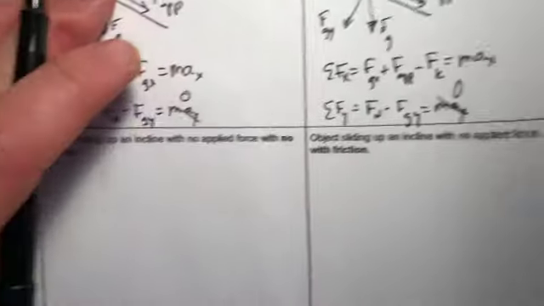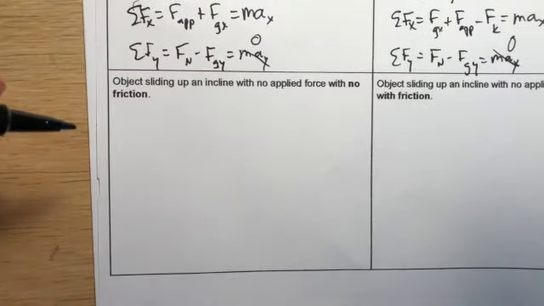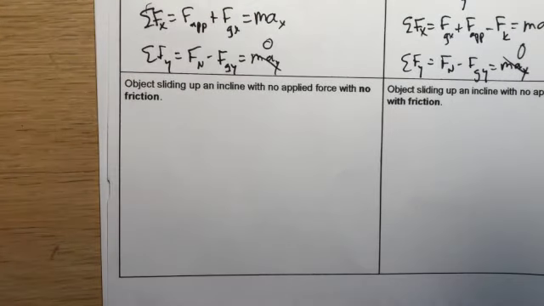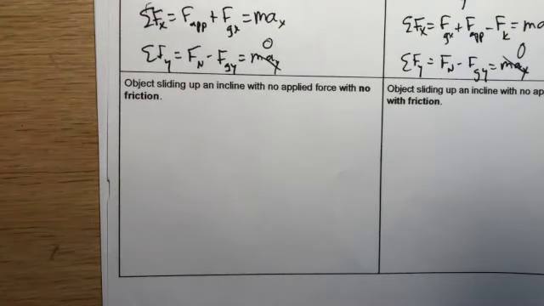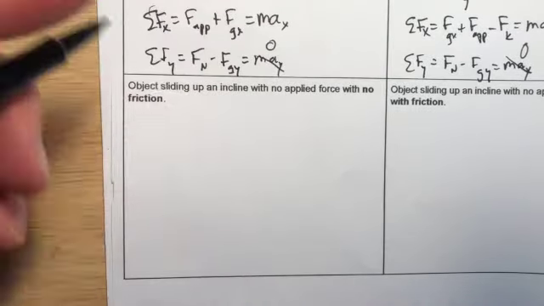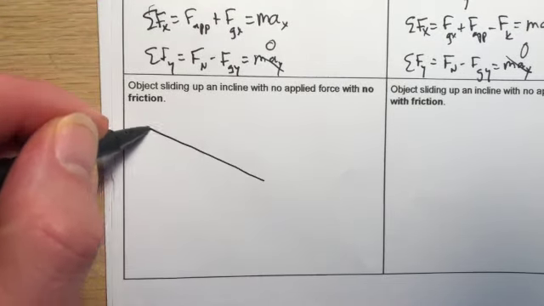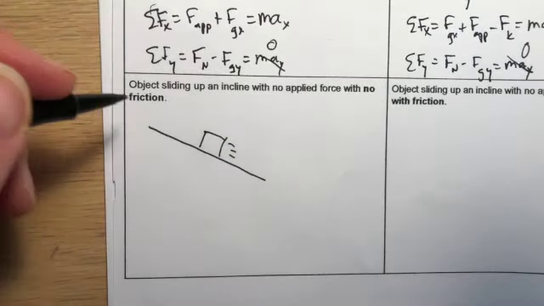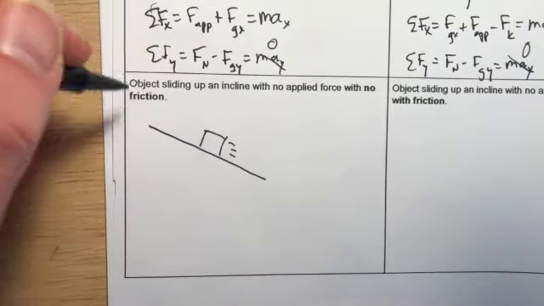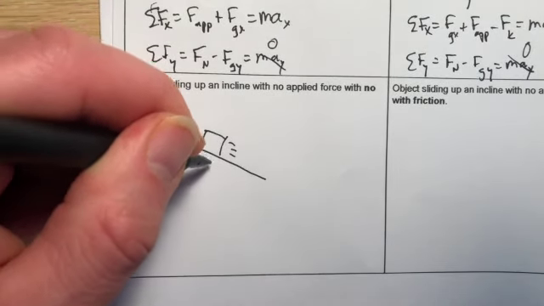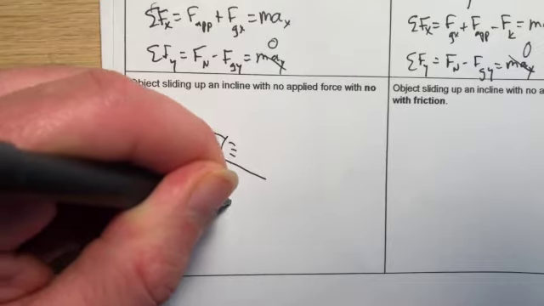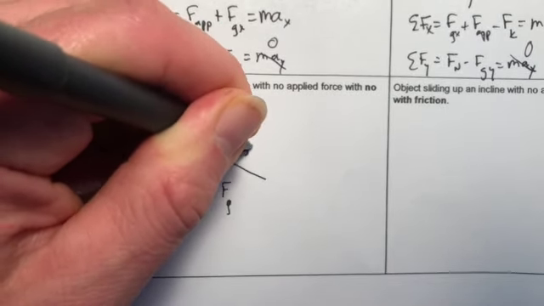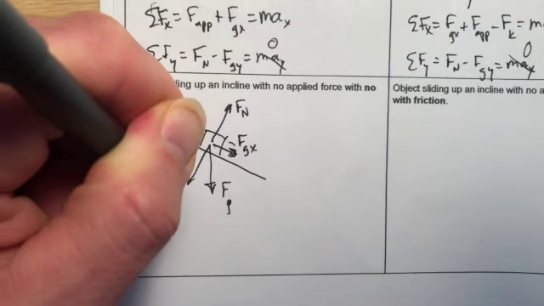All right, two more. An object sliding up an incline with no applied force and no friction. And you might say, well, how is an object going to slide up a ramp? Well, you can give it a push and let go, and it's going to slide up until it comes to a stop, right? It's not going to stop immediately. So it's moving up the ramp. There is no applied force, and there is no friction. But there's always gravity, and there's always a normal force, and there's always the x component of gravity, and always the y component of gravity.